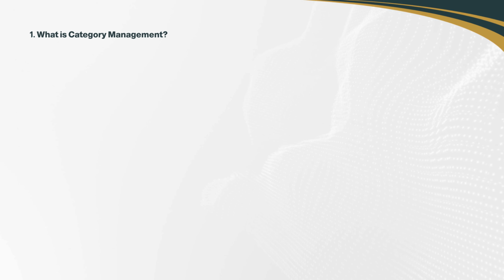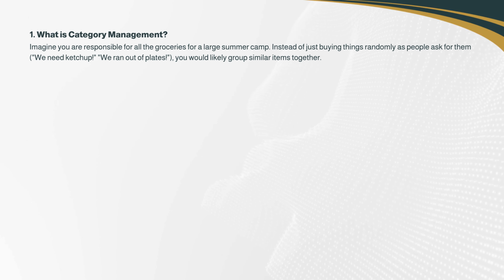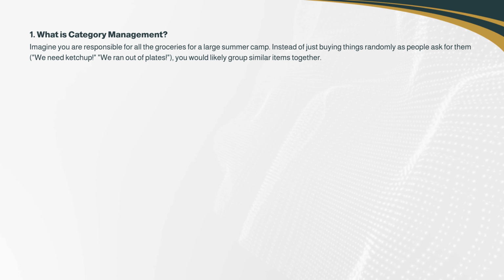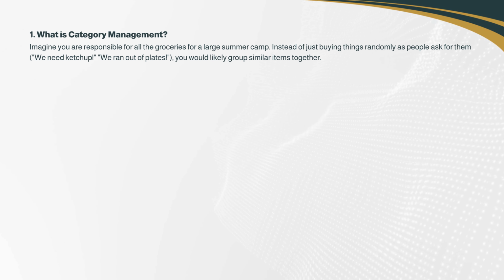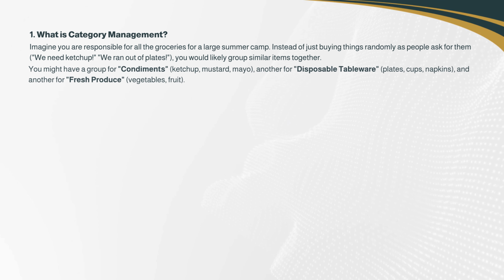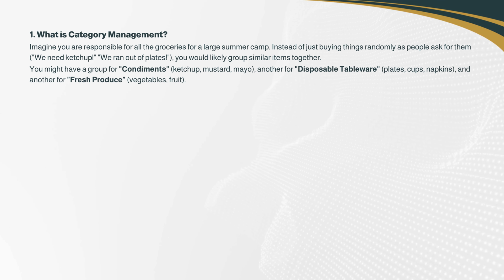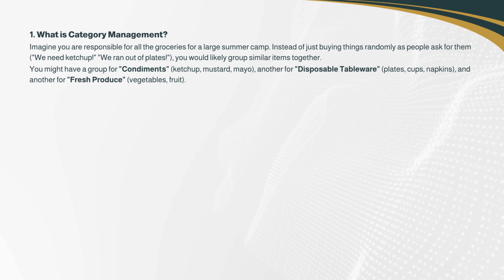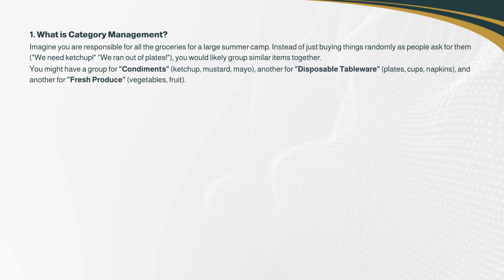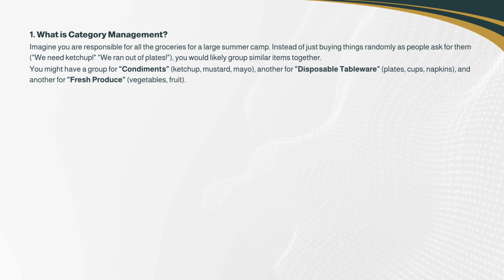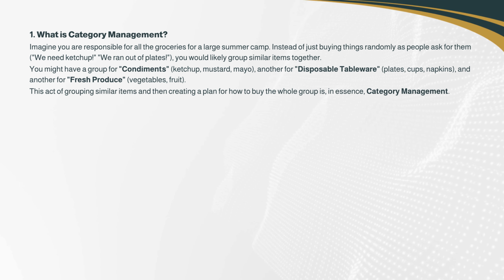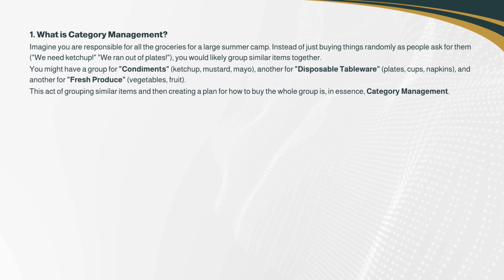1. What is category management? Imagine you are responsible for all the groceries for a large summer camp. Instead of just buying things randomly as people ask for them, we need ketchup, we ran out of plates, you would likely group similar items together. You might have a group for condiments: ketchup, mustard, mayo; another for disposable tableware: plates, cups, napkins; and another for fresh produce: vegetables, fruit. This act of grouping similar items and then creating a plan for how to buy the whole group is, in essence, category management.